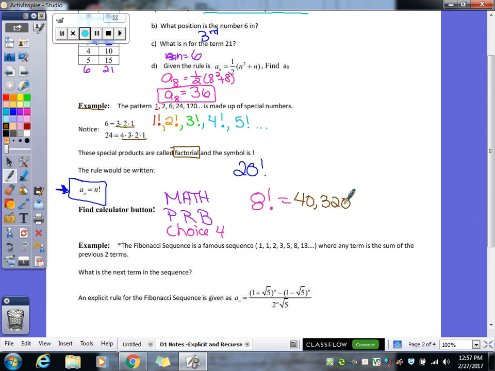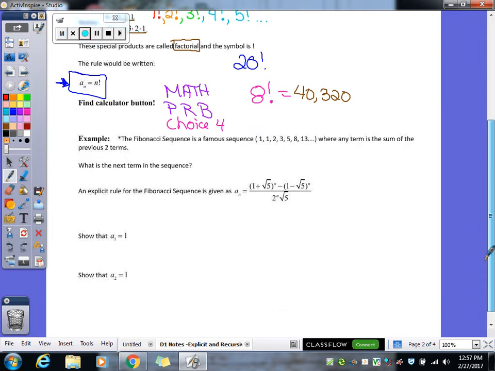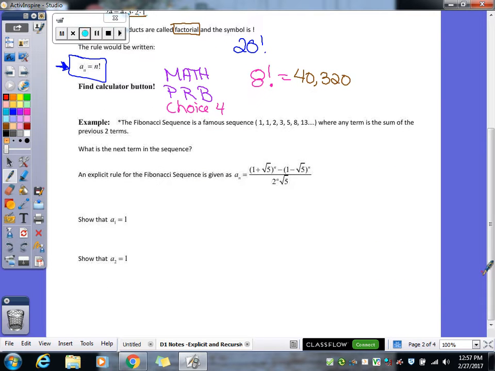If you did it right, you should get 40,320. So if 8 factorial is 40,320, 20 factorial is going to be ridiculously huge. Yeah, it gives you the little e to the 18. So it means it's like 10 to the 18th power. They're putting it in scientific notation for you.